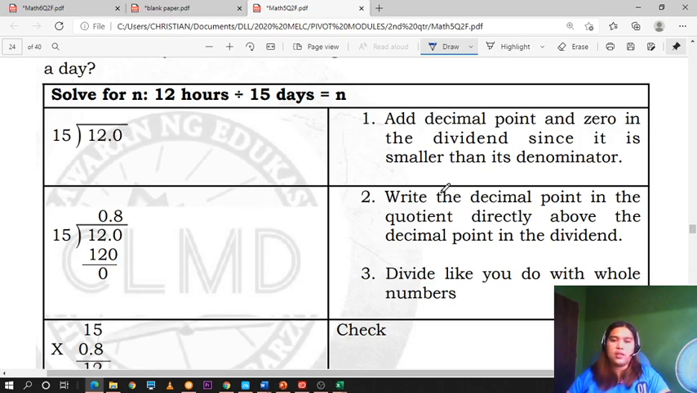And then sa second step, write the decimal point in the quotient directly above the decimal point in the dividend. So, kung ano yung katapat nung ating decimal point, doon natin ilalagay yung ating decimal point sa quotient. And then, divide like you do with whole numbers. So, parang normal na whole number nyo lang siya i-divide.